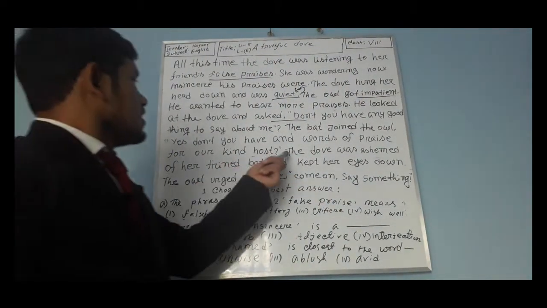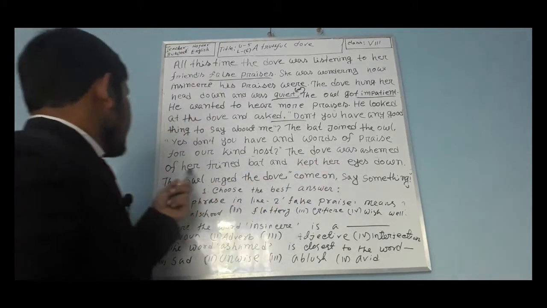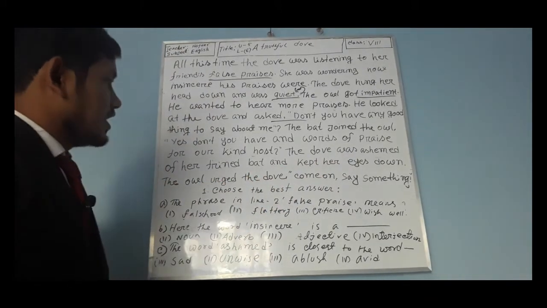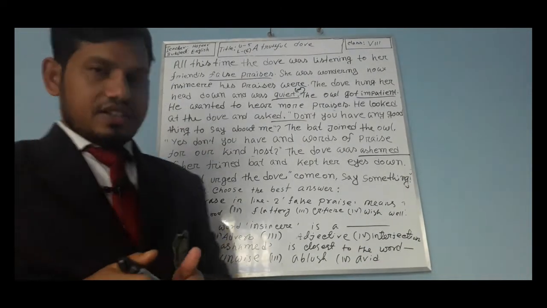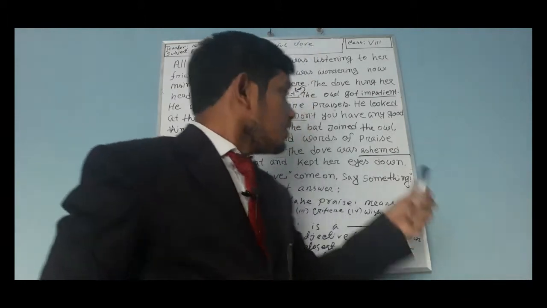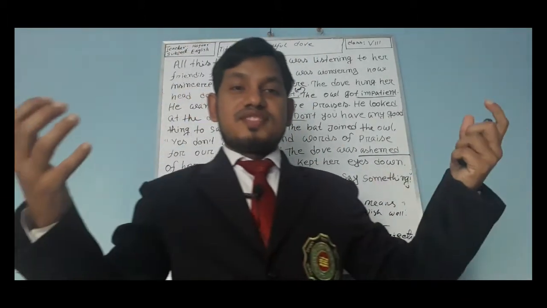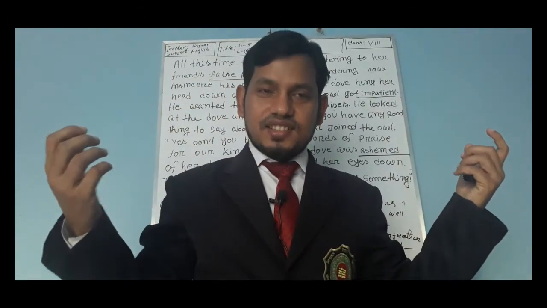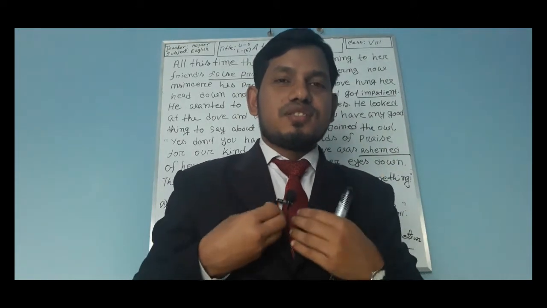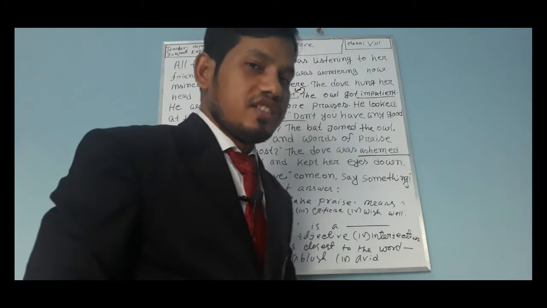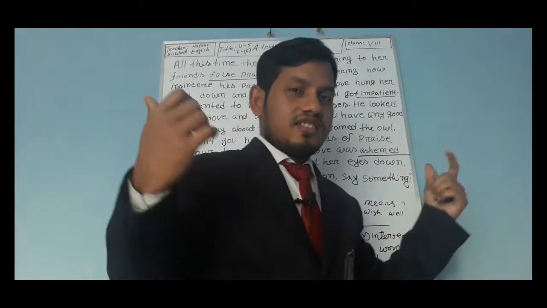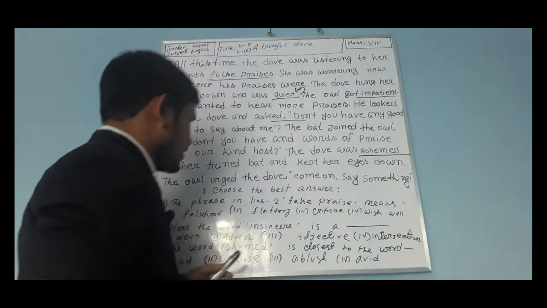So, my dear students, then the dove was ashamed of her friend and kept her eyes down. Do you know another word here? Ashamed? Perhaps it's unknown to you, because ashamed means shy. Understand? Shy means the limitation of your mind. You are not very smart. Understand? Smart in talking, smart in gesture, and like this, your movement.